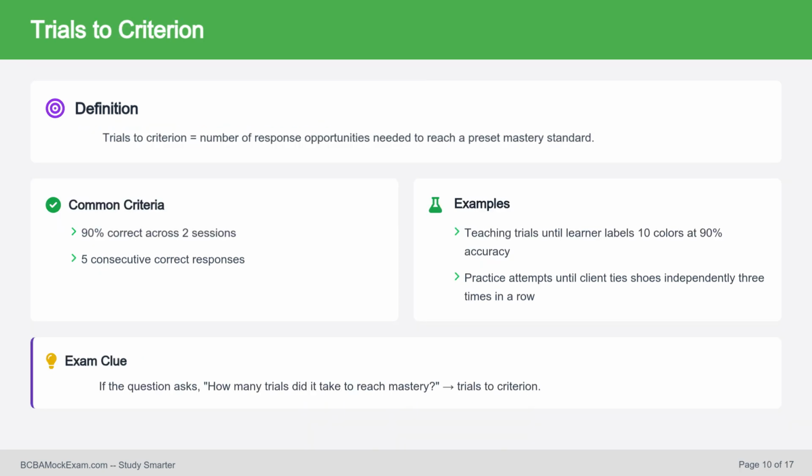Trials to criterion tells you how many opportunities a learner needs before meeting a predetermined mastery standard. This measure focuses on acquisition and mastery, not ongoing performance. Examples include the number of trials needed to identify colors at 90% accuracy or the number of attempts required to tie shoes independently 3 times in a row. Any wording like, "how many trials to reach mastery," points to trials to criterion.